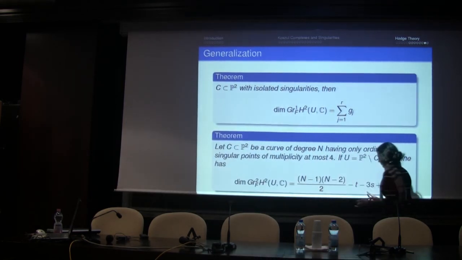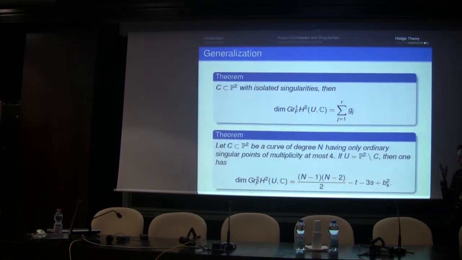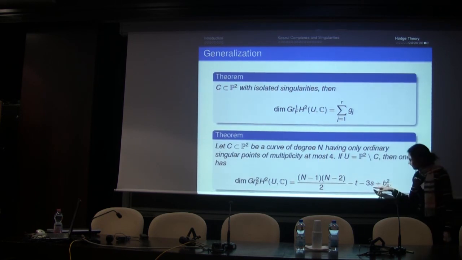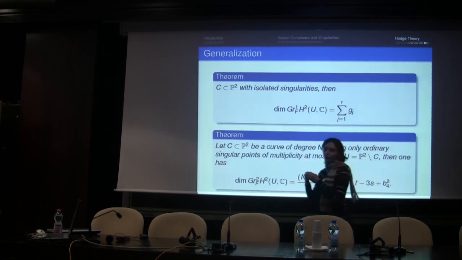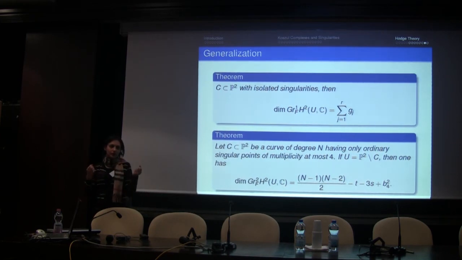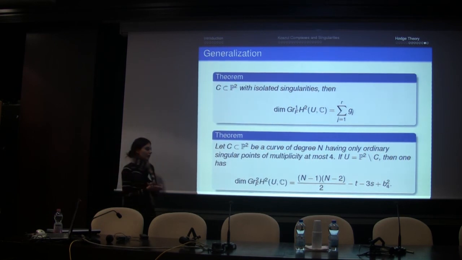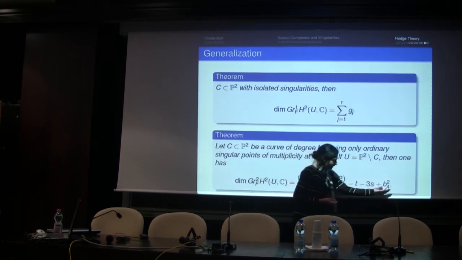where t is the number of triple points, s is the number of singularities of multiplicity 4, and this term comes from singular points of multiplicity 4 which are the intersection of two irreducible components, each one having a node. So we have an irreducible component having a node, another irreducible component having a node, and both of them intersect in a point with multiplicity 4. So we see that when we take multiplicity more than 3, we have some terms which are not very nice.